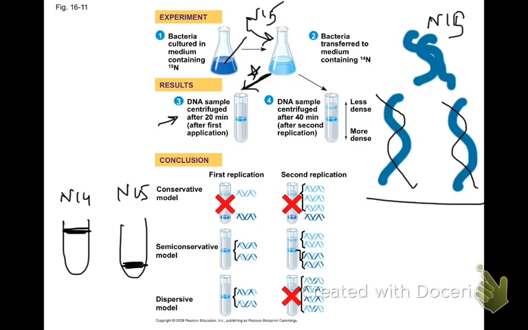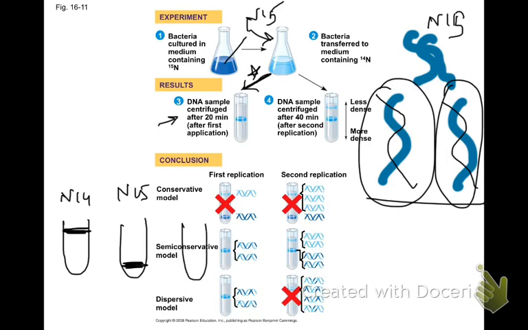So immediately the two daughter cells are going to get this, which means their DNA is neither very dense nor very light, not dense as N15, not light as N14. It is in the middle, and it is only one band he's talking about.